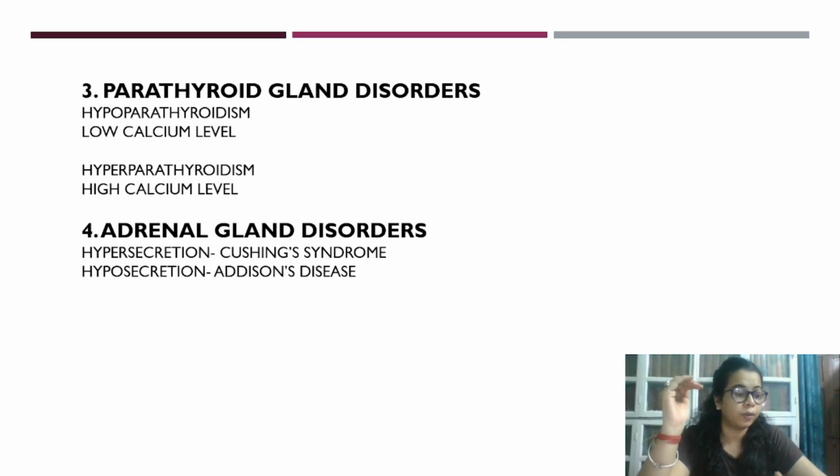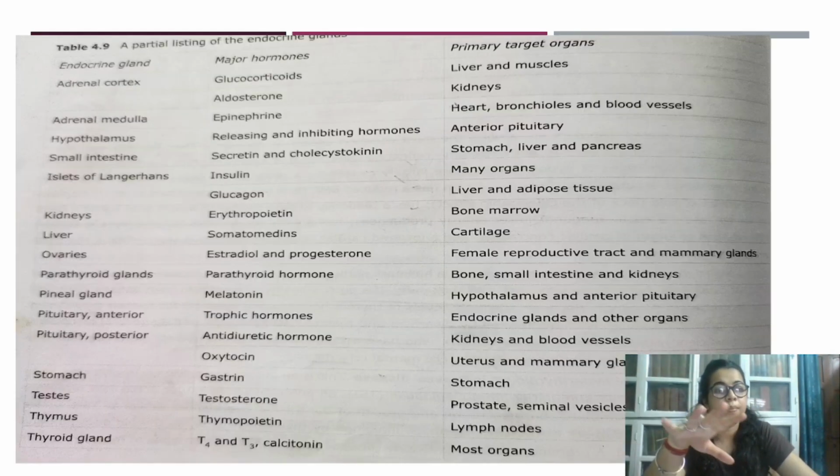So this is all about the disorders of different glands, and this is the last part, that is the total summary. You can say this chart is very important, and you can also add another column to it, that is the disorder part. I've already mentioned some of the important things: the adrenal cortex secretes the glucocorticoid and aldosterone. Glucocorticoid affects the liver and muscles, aldosterone affects the kidneys. Okay, it is a partial listing, meaning only some of the important glands are given here. Medulla secretes epinephrine, which acts on the heart, bronchioles, and blood vessels.